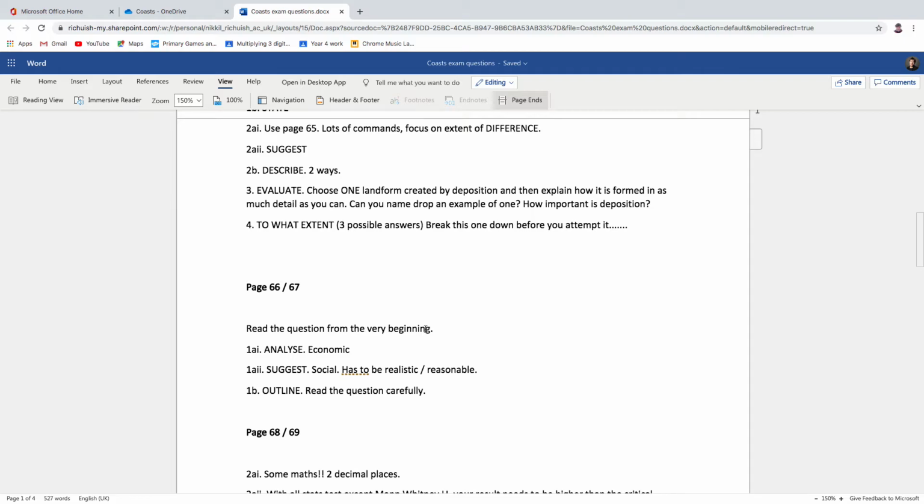2B, describe. Love this command. It's the simplest command. It's just say what.